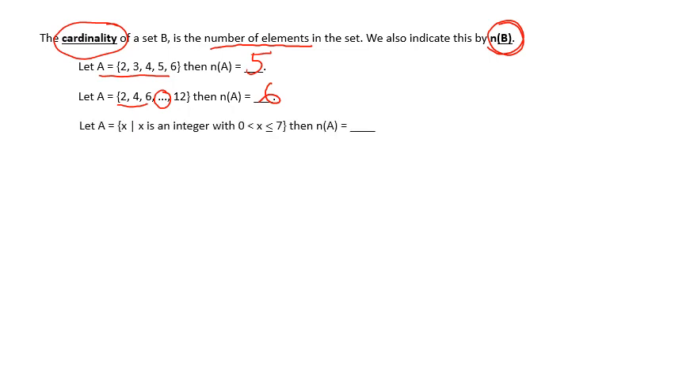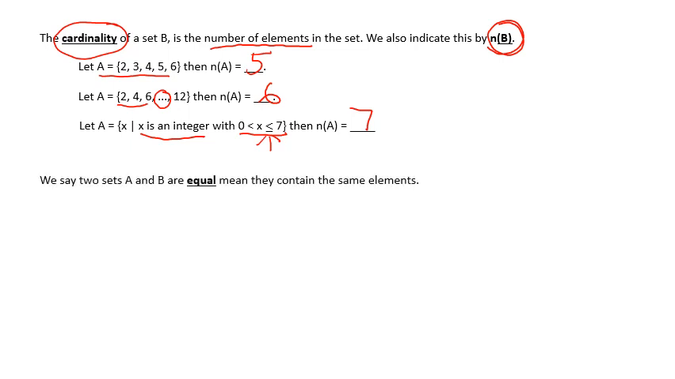In this one, we're describing our set using the set builder notation. We're counting the numbers x such that it's an integer and it's between 0 and 7, inclusive of 7. So you got to watch out. So what integers are greater than 0 but less than or equal to 7? 1, 2, 3, 4, 5, 6, 7, right? So the cardinality of this set is 7.